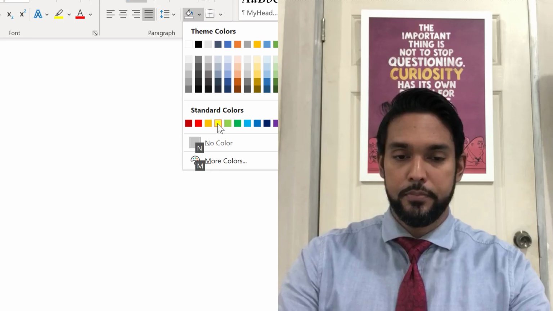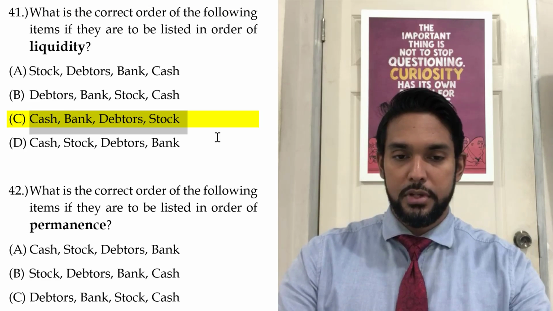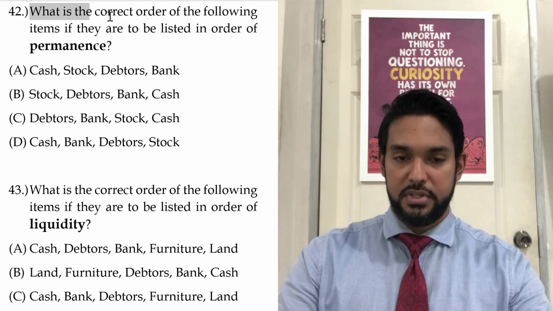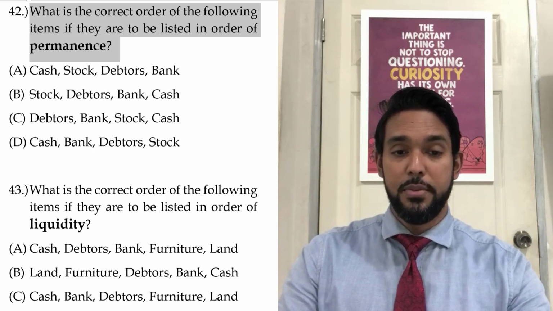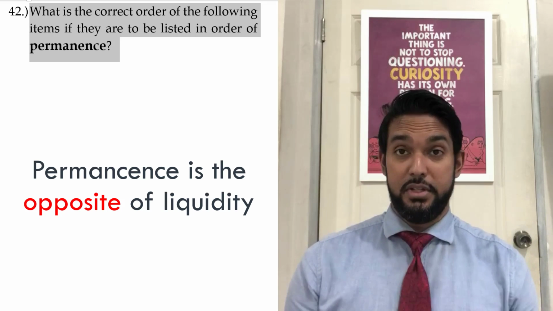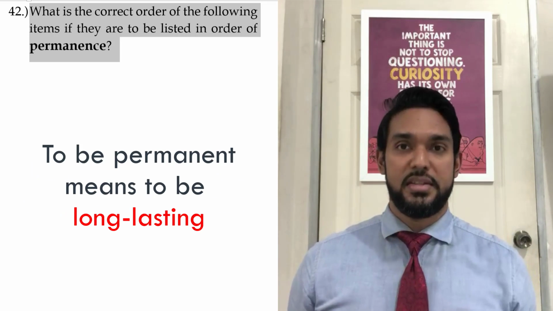So let's get a yellow going. All right. So scrolling down, we're going to take a look at number 42. What is the correct order of the following items if they are to be listed in order of permanence? So permanence is the opposite of liquidity. To be permanent means to be long-lasting.